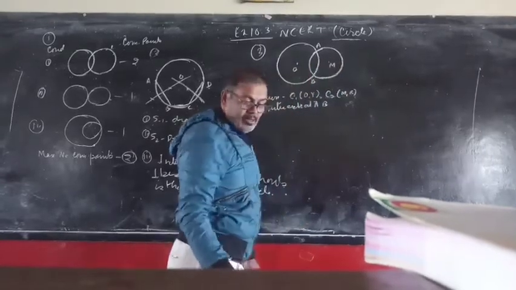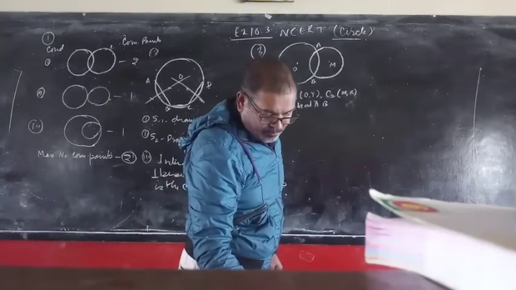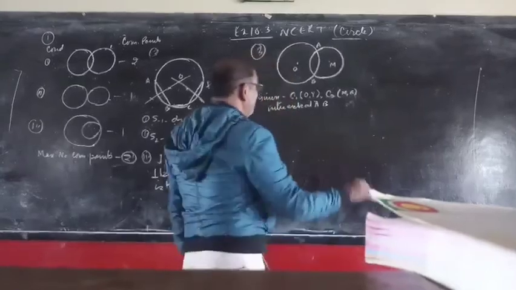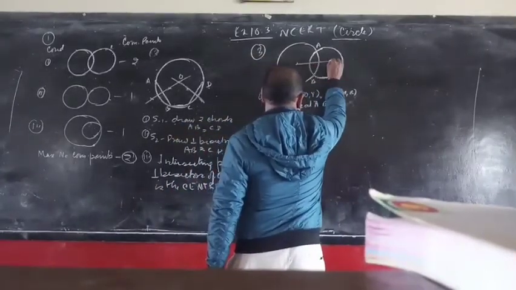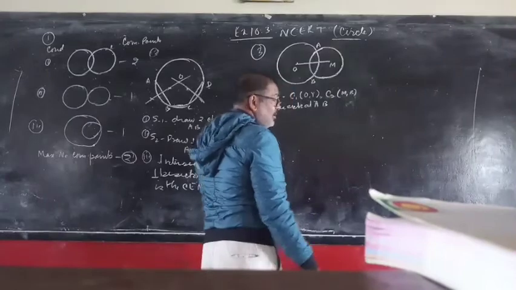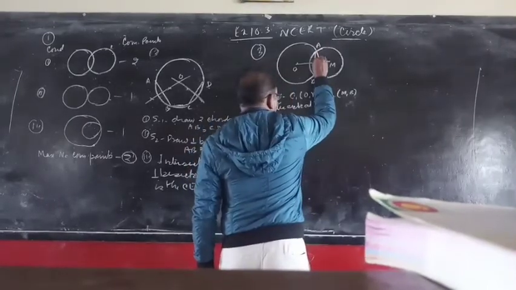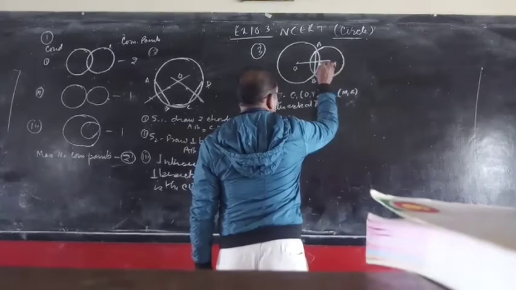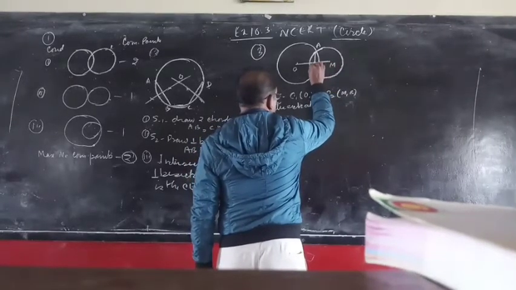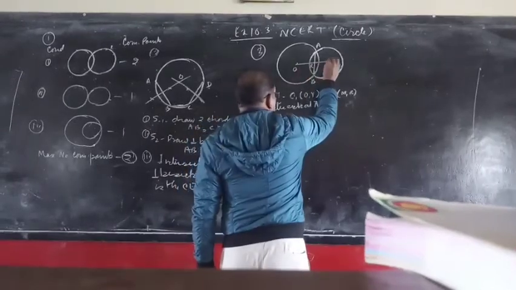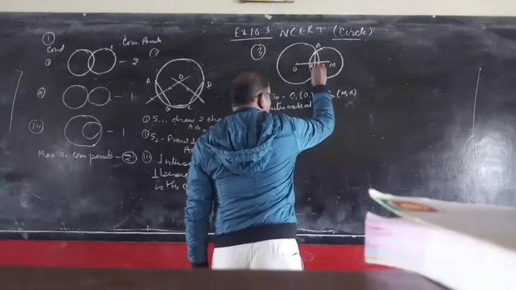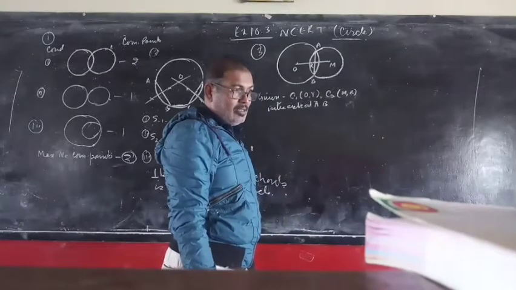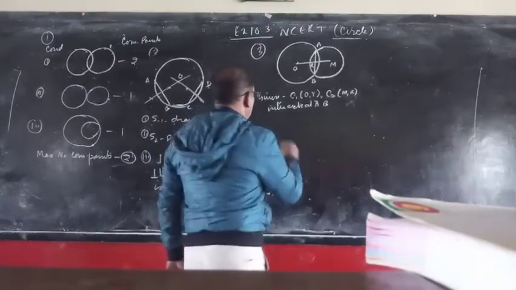Okay. Now prove that their centers lie on the perpendicular bisector of the common chord. These centers lie on the perpendicular bisector of the common chord. Suppose this point is M, इस point को हम मान लेते हैं बच्चों R. The centers lie on the perpendicular bisector of the common chord. What you have to prove here?